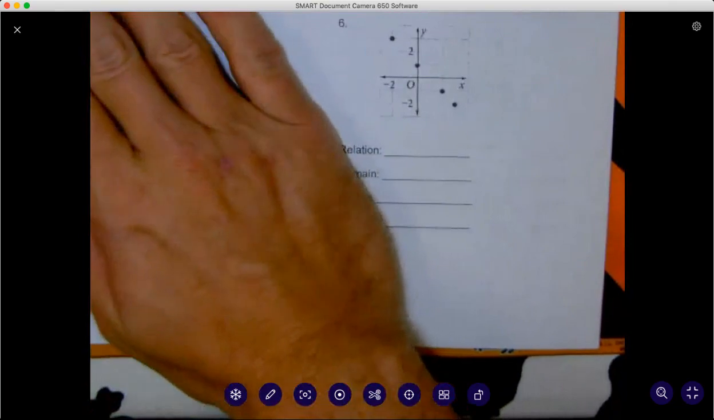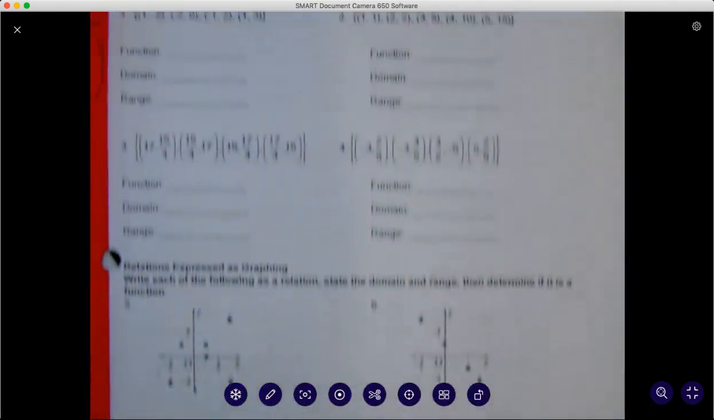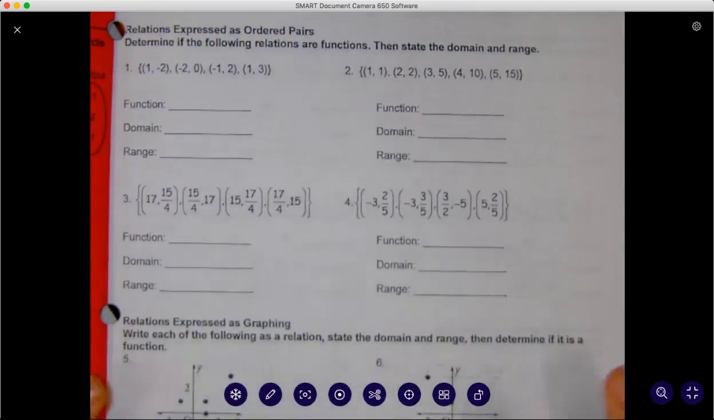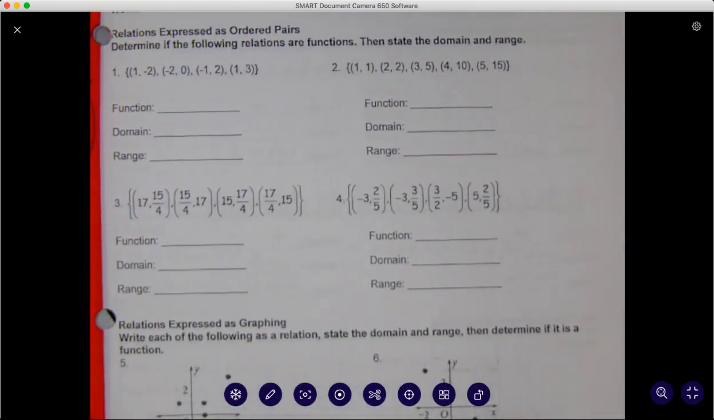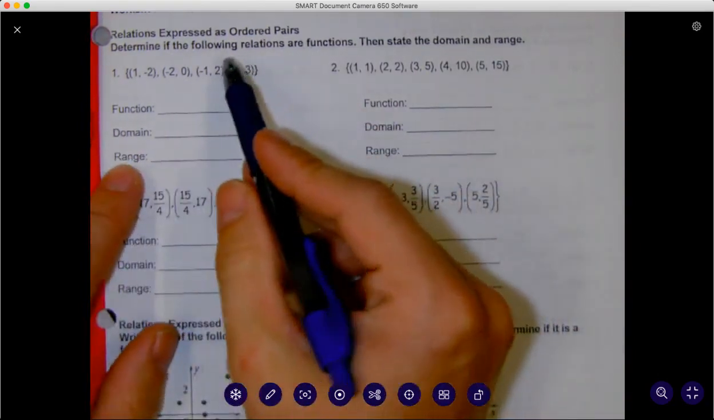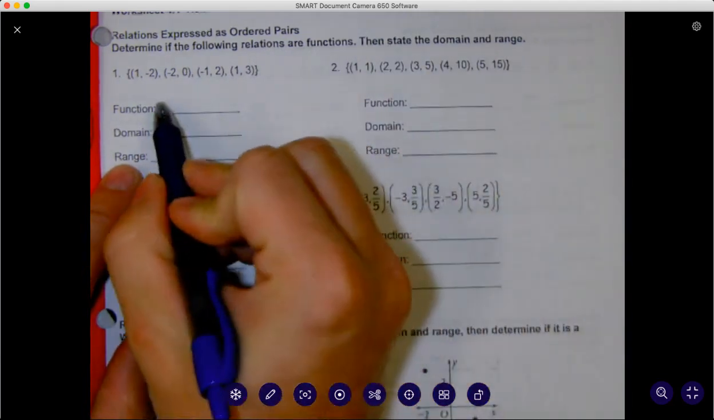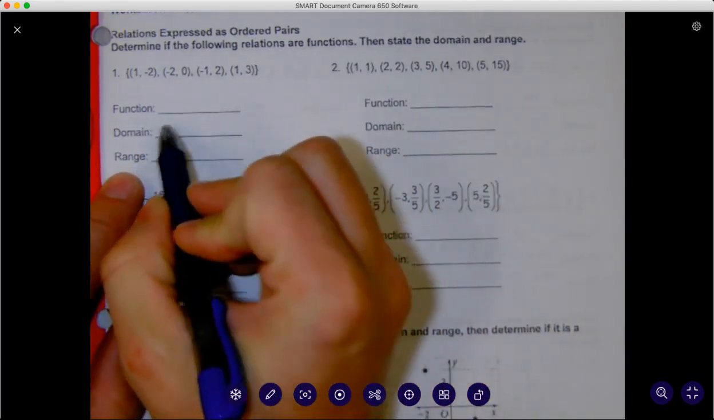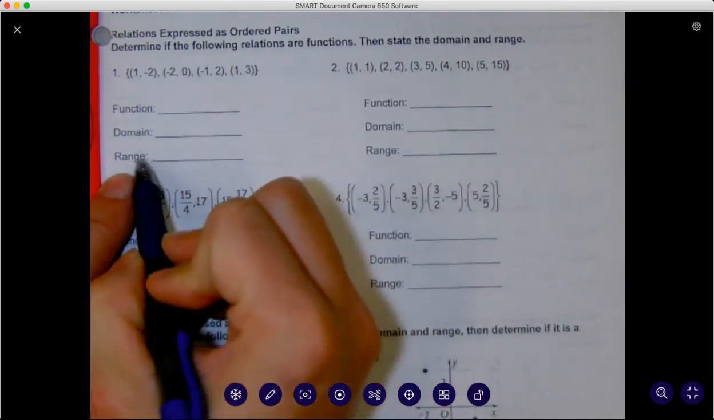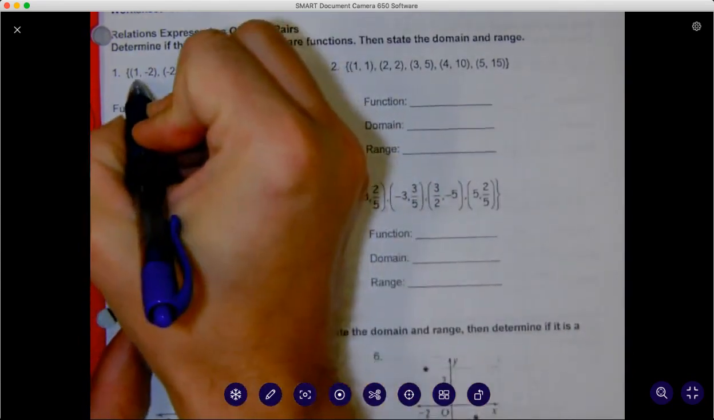All right. So now let's go to the first page of practice. There are 4 pages of practice. All right. First steps. Determine the following relation. If their relations are functions, then state the domain and the range. So let's write yes or no if it's a function, and then the domain, which is the list of guys, the inputs, or the x values, the range, which is the outputs, or the y values. So we're going to check the guys to see if it's a function.